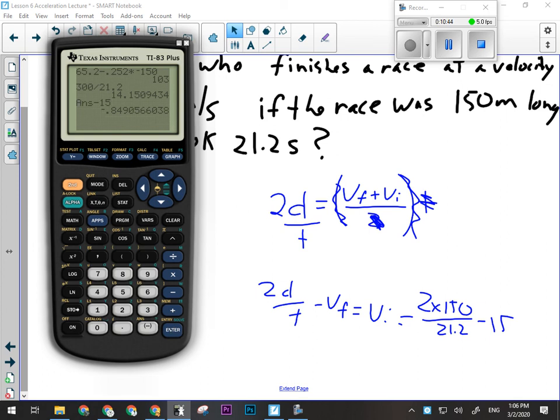All right. Is it okay that I get a negative number? It just means they were what? Yeah, they were moving backwards. That actually happens a little bit. If you're in starting blocks and the gun goes, sometimes people rock backwards slightly just before they push off. And so they could have had a slightly negative initial velocity there.